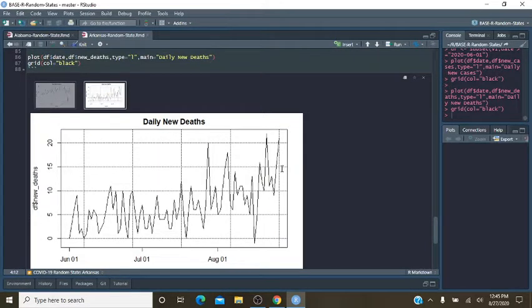Deaths are basically trending upward. There's no other way to put it. Starting here and finishing here, you can see the trend line going upwards.